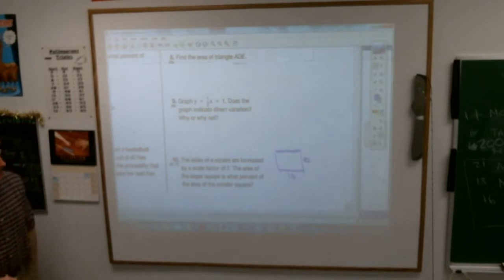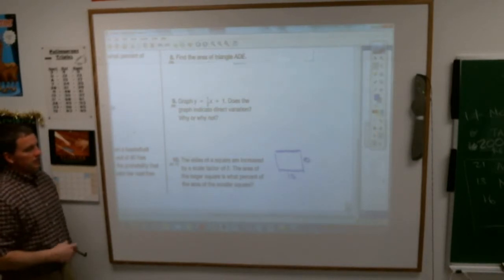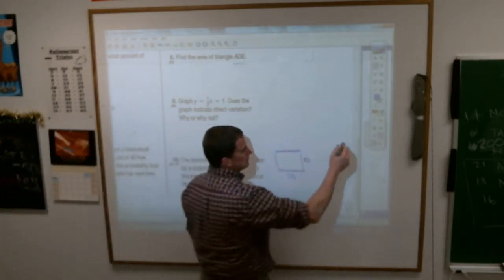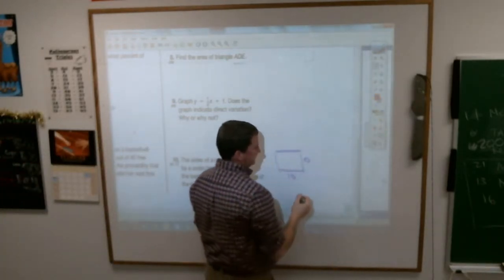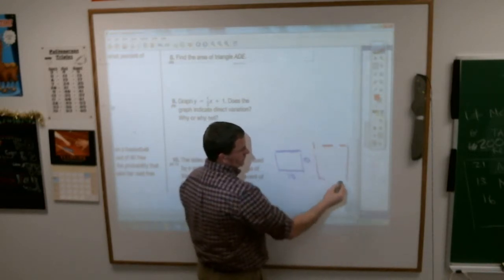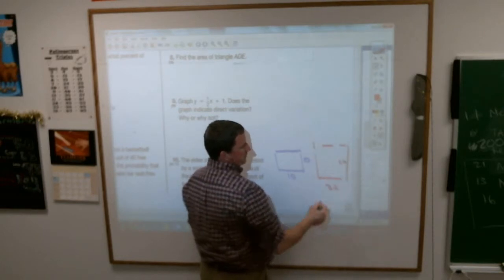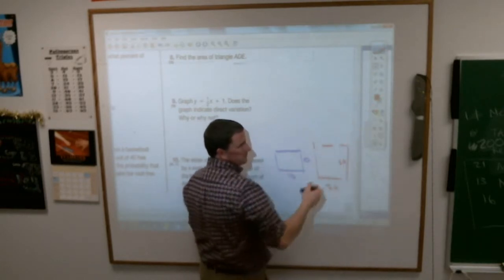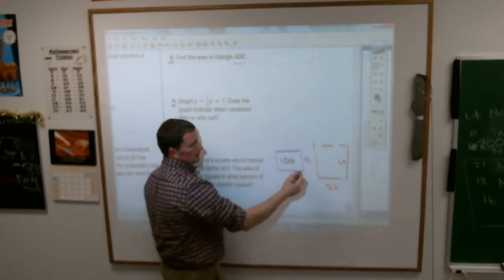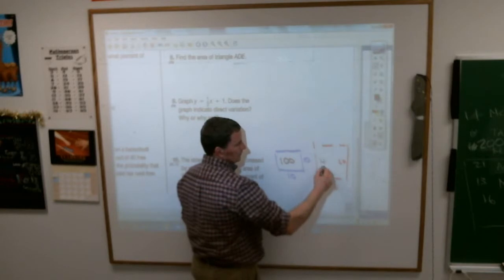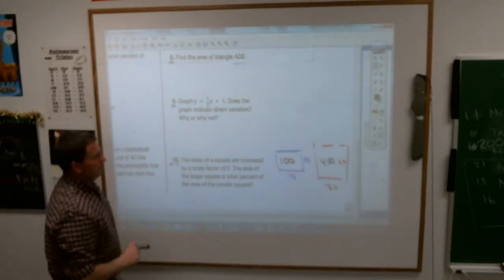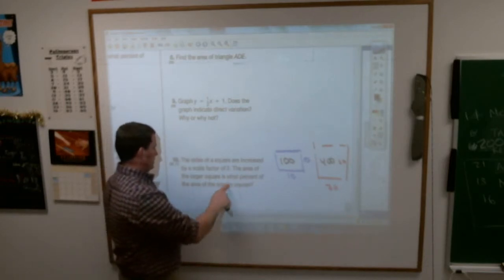If the sides are increased by a scale factor of 2, your new square is going to be what? Scale factor of 2 makes this 20 by 20. And then what are your areas? It's pretty simple multiplication here. What's this area? 100. What's this area? 400.